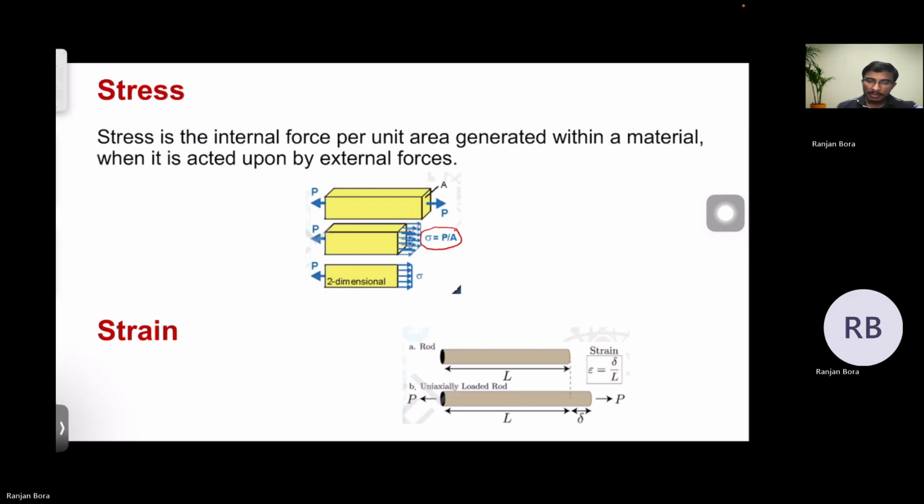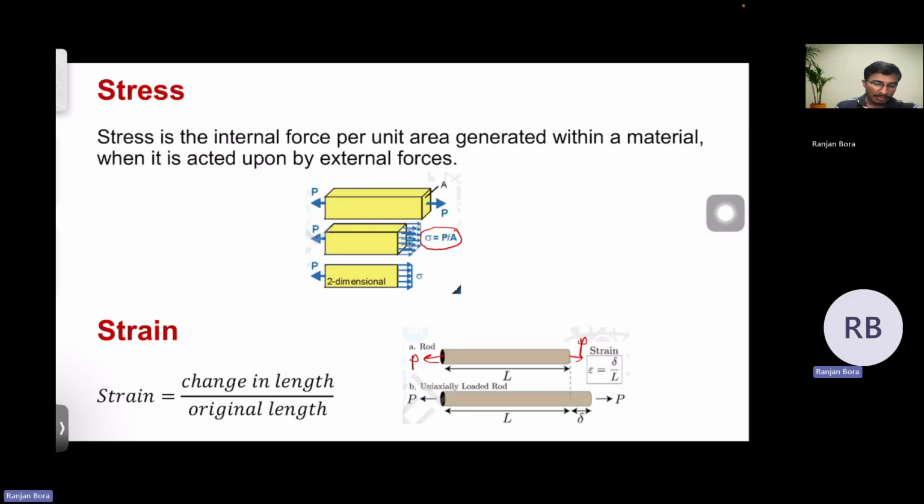Next, what is strain? So when we apply the one-dimensional axial tensile load for this rod, then because of this applied load, its length will be increased. So we can see in the second figure, its length is increased by an amount delta. So what is strain? Strain is defined as the change in length or increase in length delta divided by the original length L. So this is the definition: strain equal to change in length divided by original length.